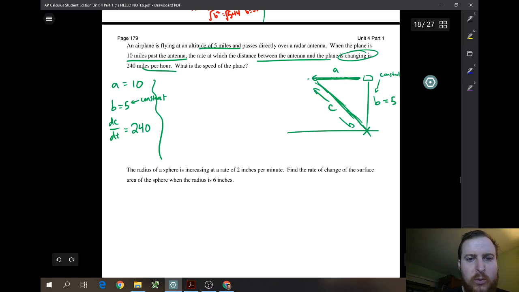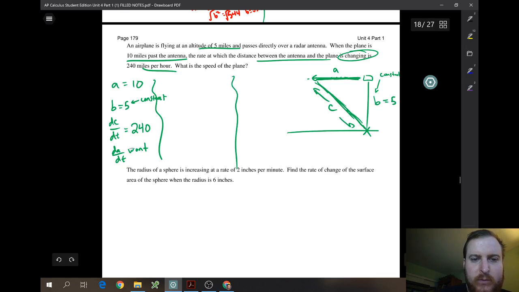Now, what do we want? We want to know what is the speed of the plane. That's a really mean question. But essentially, the speed of the plane, speed is a rate. And the only other rate we have here would be dA dt, right? We don't have dB dt because dB dt is going to be 0. The reason why dB dt is 0 is because, remember, this is a constant, so it's not changing. So we want to know dA dt.